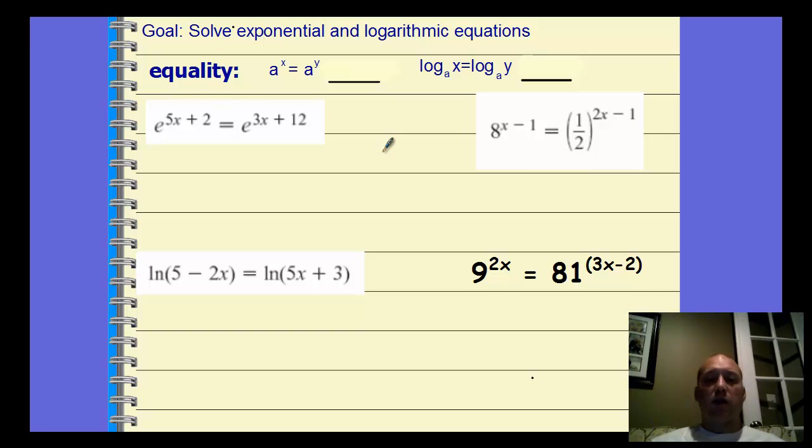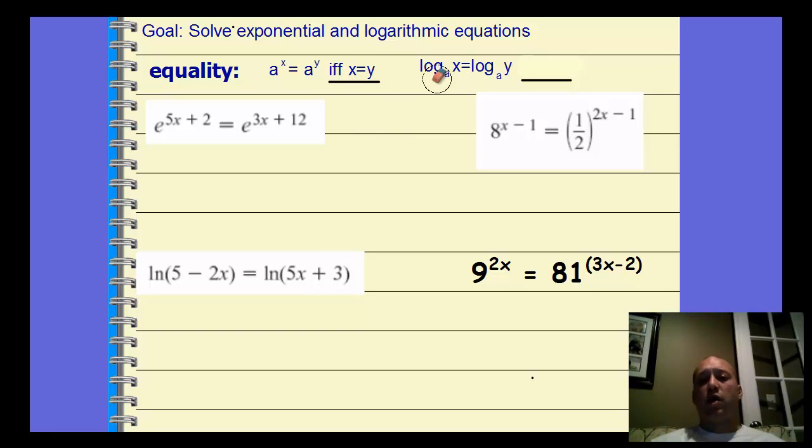We have some basic equalities we should know here, is that if we have a to the x power, and that equals a to the y power, if they have the same base and different exponents, those exponents actually have to be the same. So the only way that's going to be true is if those two exponents are equivalent.